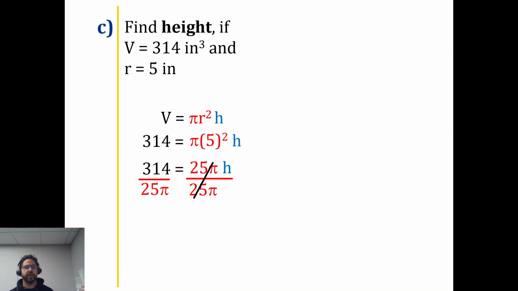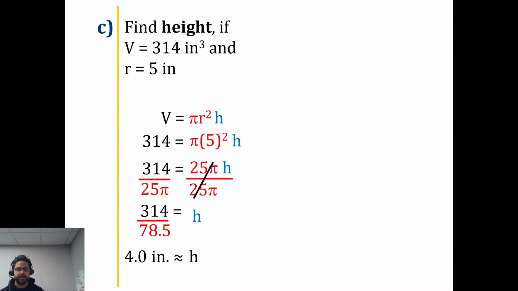So I would say don't worry about that part. If you want to do it, you can. Some people like to do 25 times 3.14, and then you divide. I personally like just dividing by 25 and then dividing by pi. But others, you may want to do that. Same answer, though, about 4. And our units, of course, are inches.